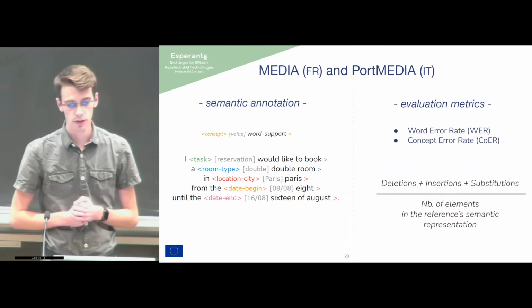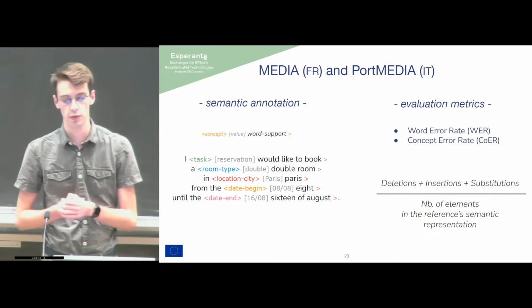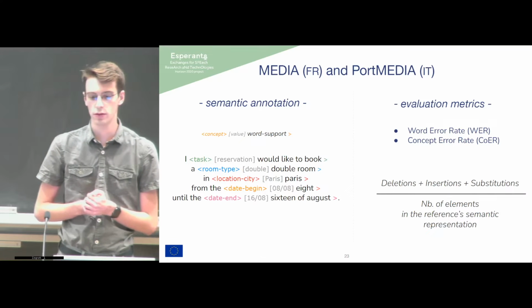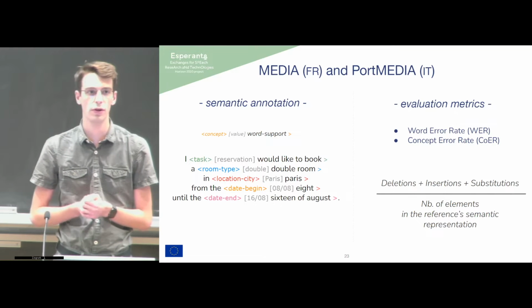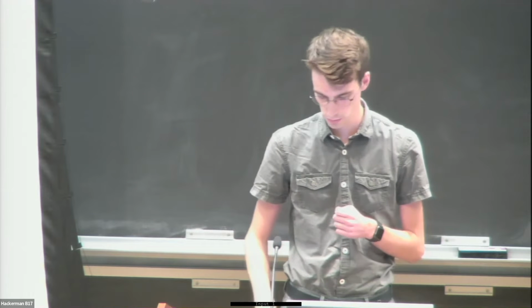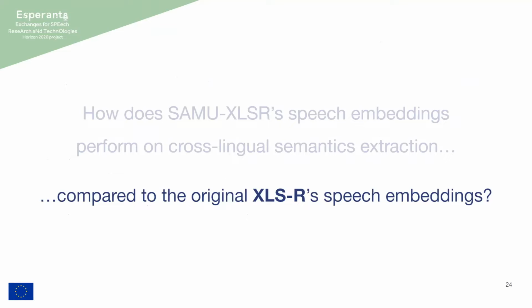For the metrics on those datasets, what's generally used is the word error rate for the transcription part. And for the semantic part, it's the concept error rate, which is the word error rate, but applied to only the sequence of concepts. And then I'll give the mic to Gaël.